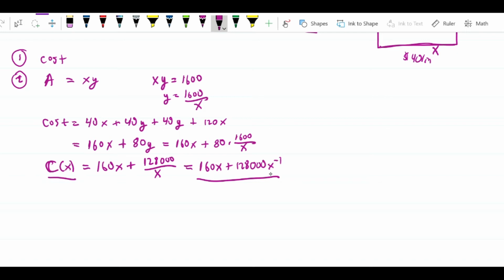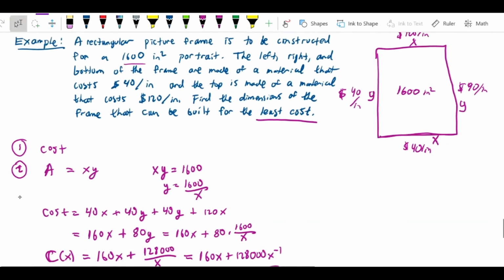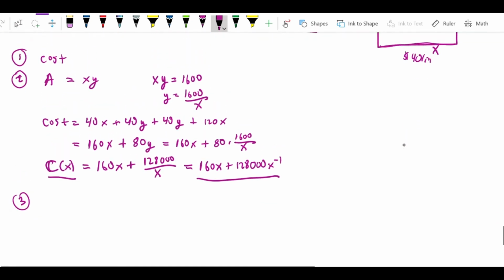All right, now, what's the feasible domain here? Well, certainly the smallest that I can make x is 0. In fact, I can't really make x 0 because that would involve division by 0. So the domain is going to be 0, and I'm going to exclude the endpoint 0.